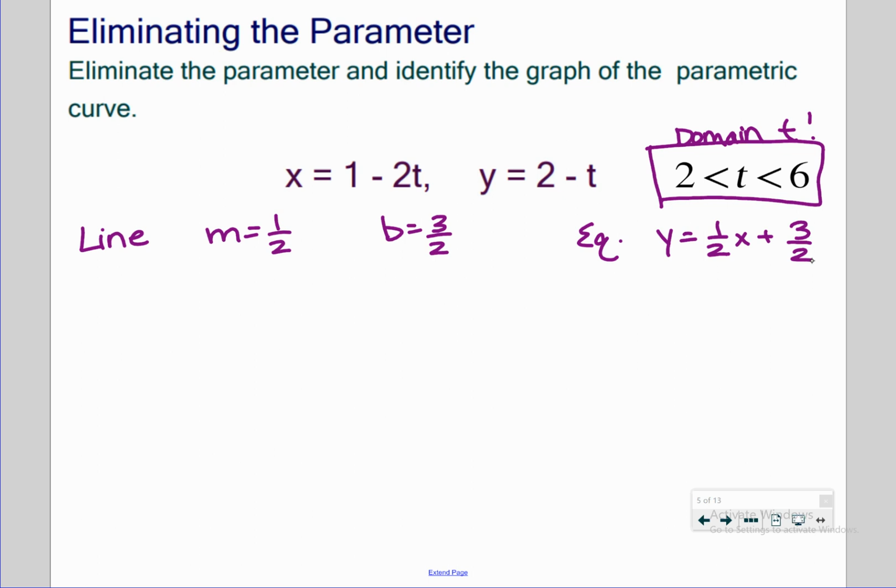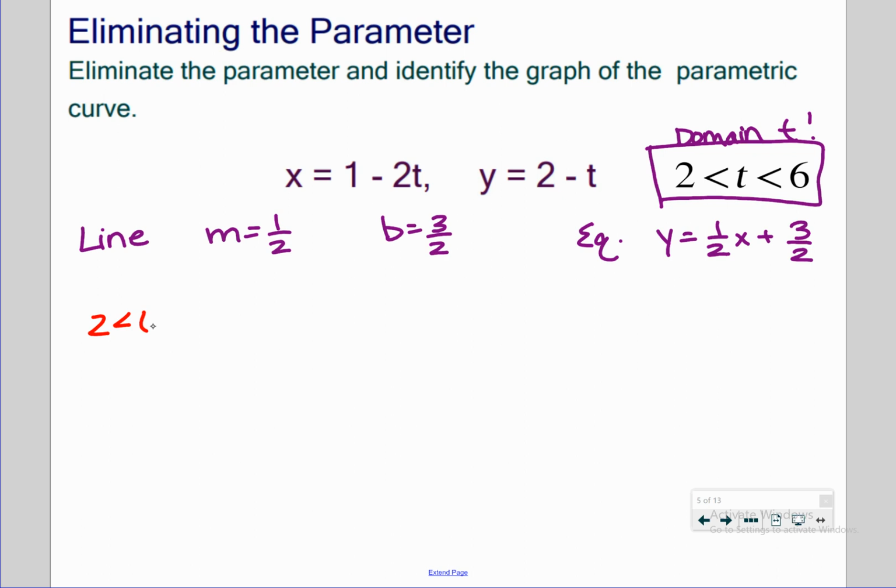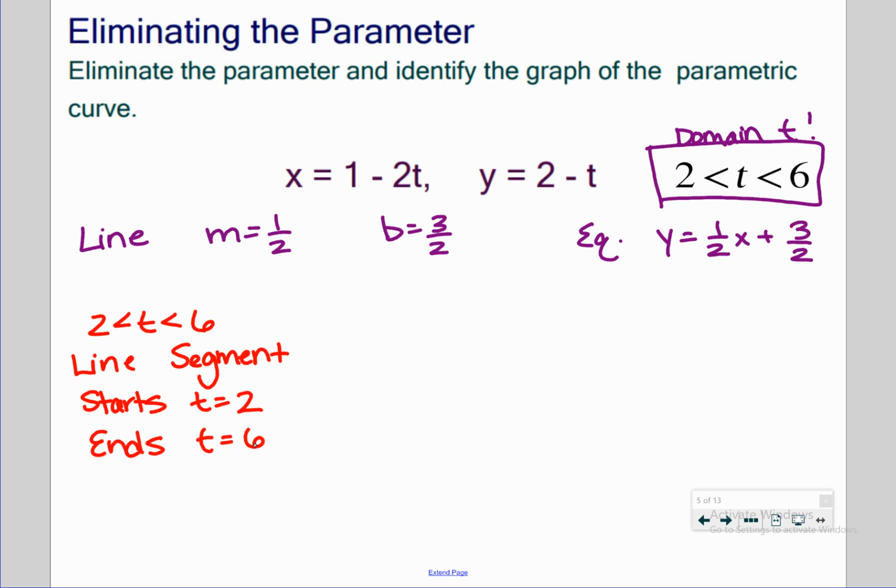Now describing it, here's the difference. There's only certain values of this graph that are actually going to show up. And they're only on a line segment where t is defined between 2 and 6. So instead of a line, if t only goes between 2 and 6, it is now a line segment. That starts when t equals 2, and it ends when t equals 6. We need to figure out where that start and stop point are.